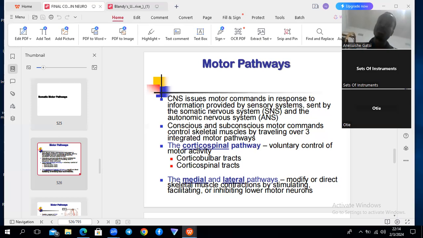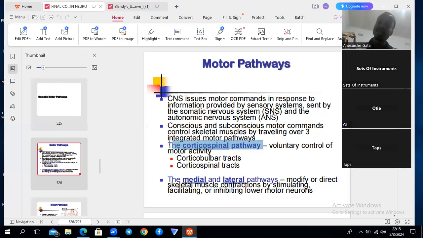So the main motor pathway is what we call the corticospinal tract. How we name these tracts or pathways is from where they're coming from to where they're going to. The motor commands generally come from the cortex.